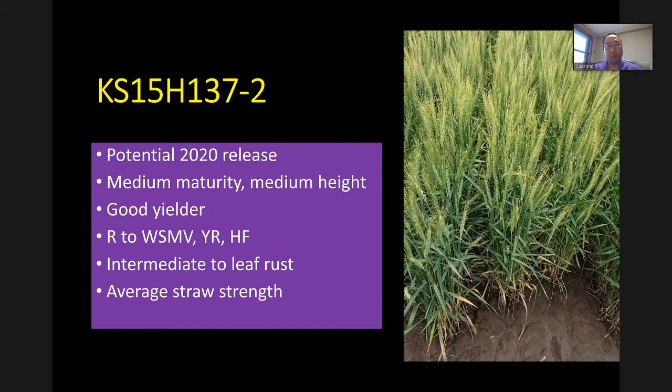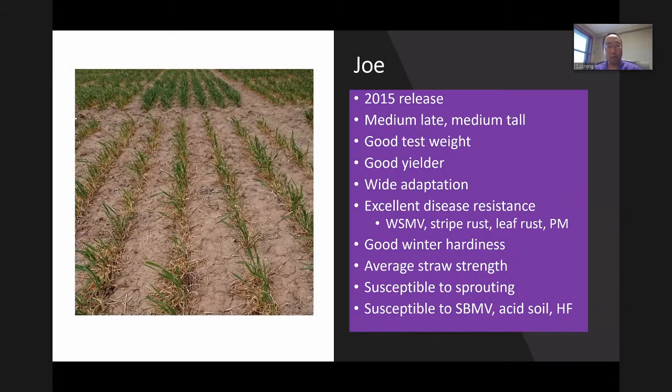And I think that's all of my 5 red varieties, and then I will go next to the 3 white ones. The first white variety is Joe, released in 2015. I think most people know this variety very well. It's medium late and medium tall. It's the number one white variety in Kansas now.